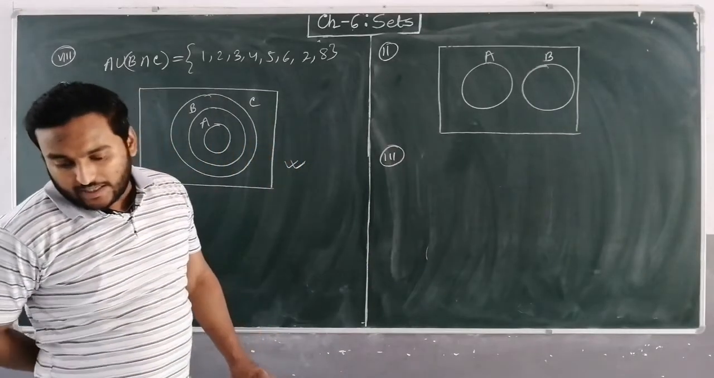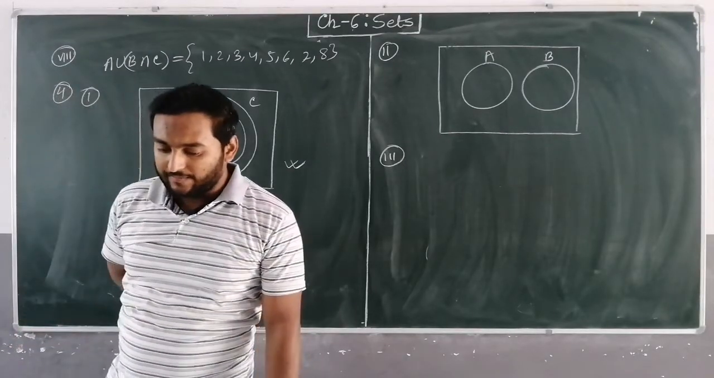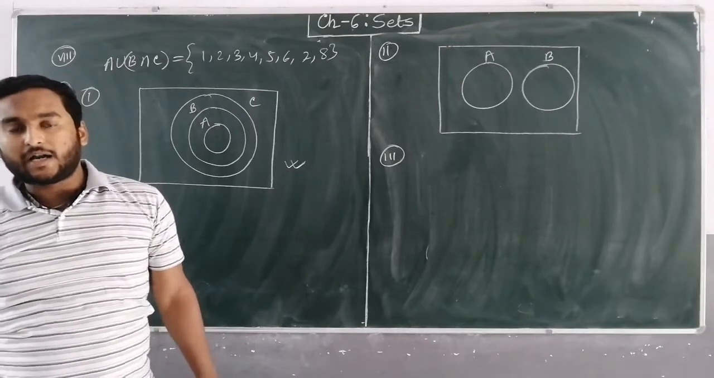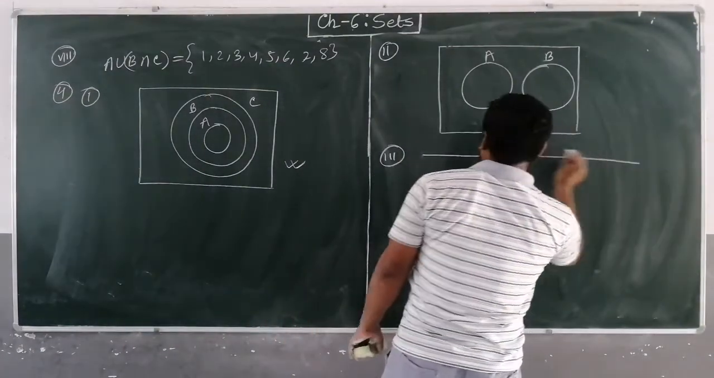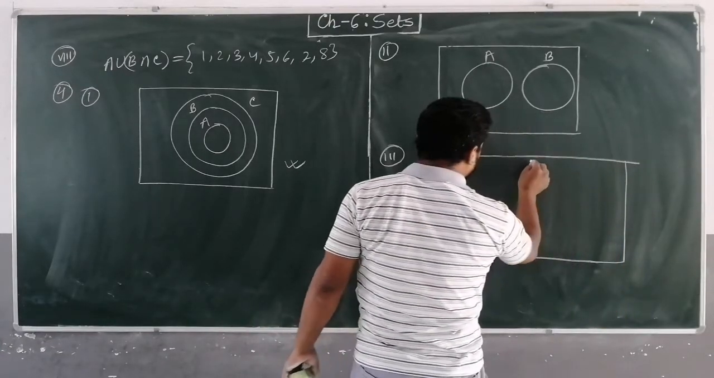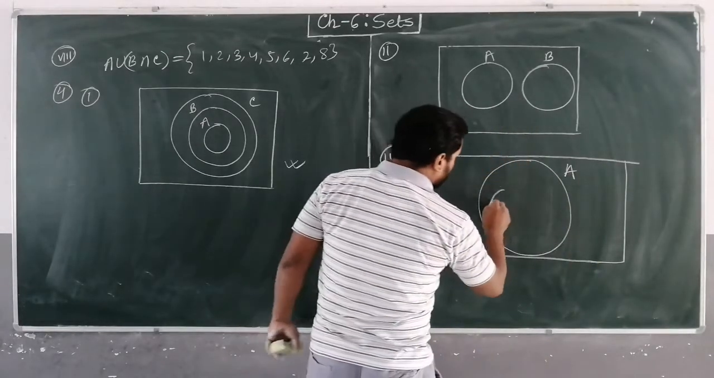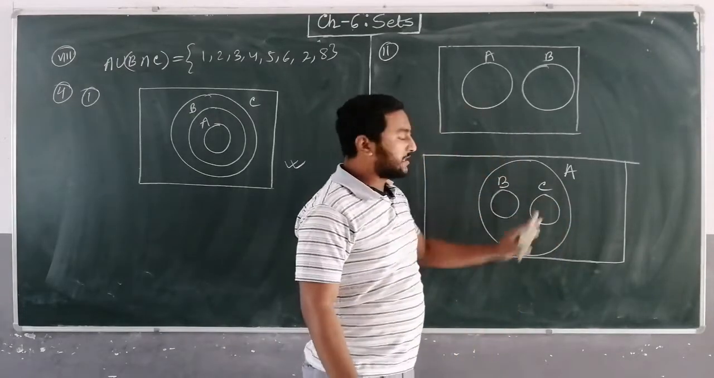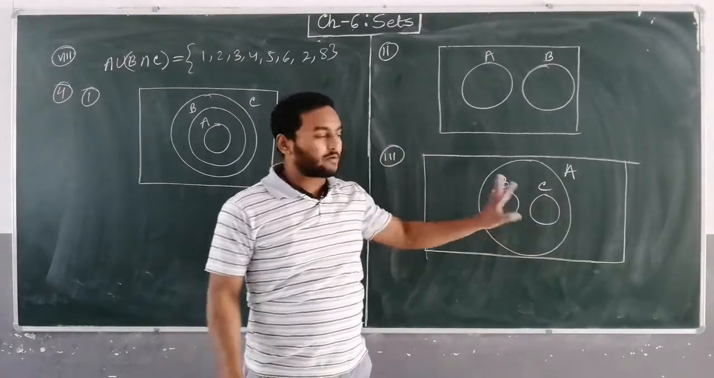Third part, set A, B, C such that B and C are disjoint and subset of A. Three sets are there, A, B, C, where it is told that B and C are disjoint, but both are subset of A. So suppose this is A, and this is suppose B and this is suppose C. So B and C, these two are disjoint because they are not overlapping, and B is subset of A and C is also subset of A. Okay, so this is the representation.